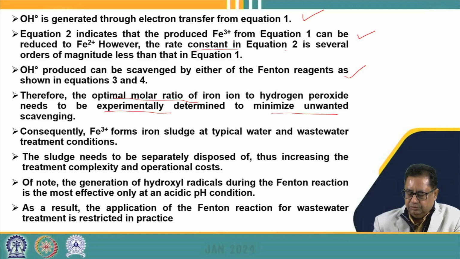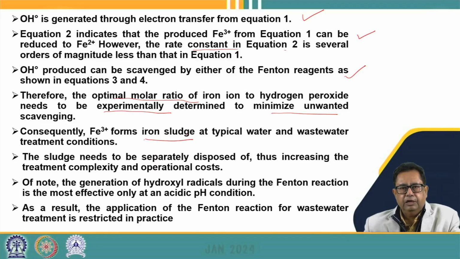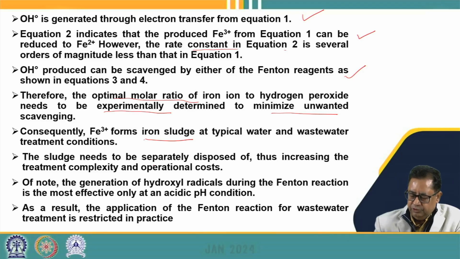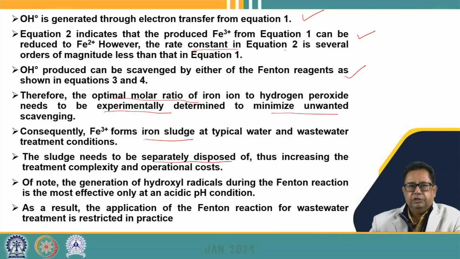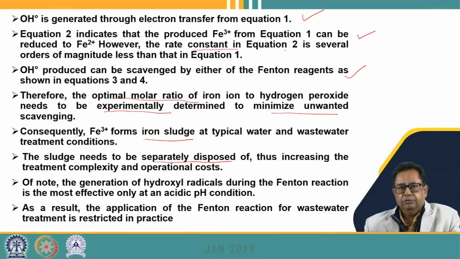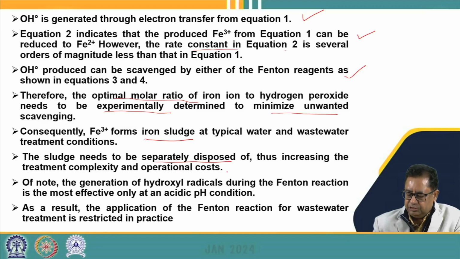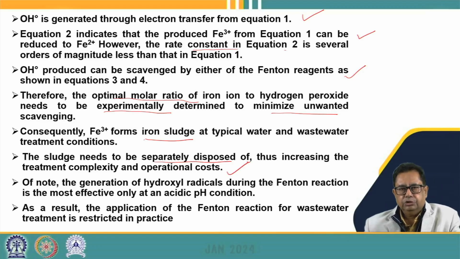Similarly, ferric ions which are generated can be precipitated out as ferric hydroxide and form the typical iron sludge which is formed in water and wastewater treatment conditions. And that's why we need to separately dispose of such sludge so that we can dispose of the wastewater safely. And this basically increases the complexity as well as the operational cost of such a process.